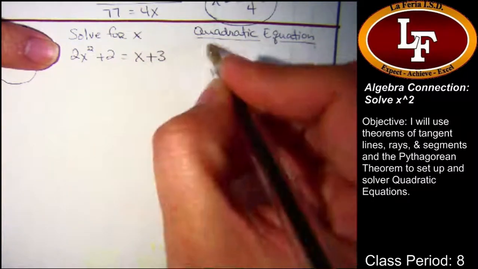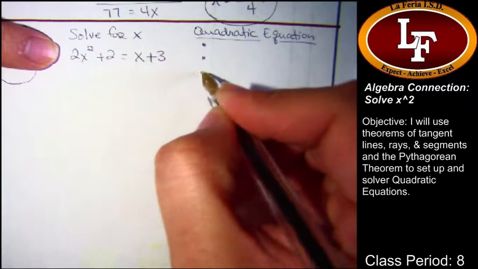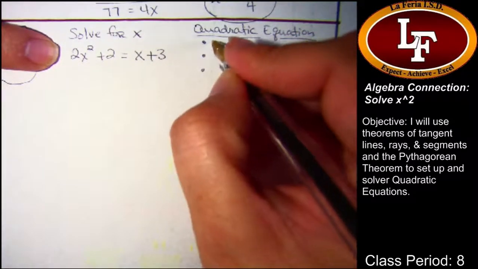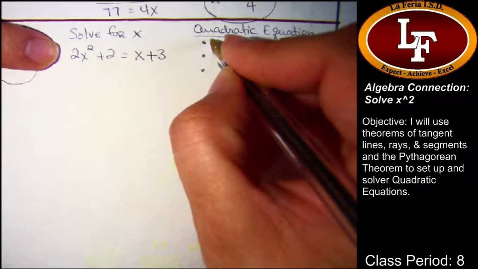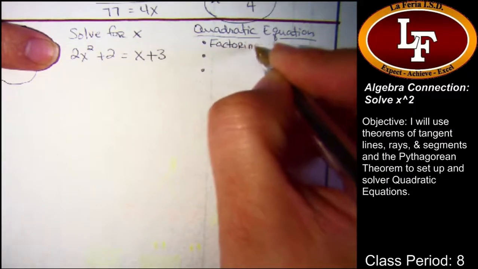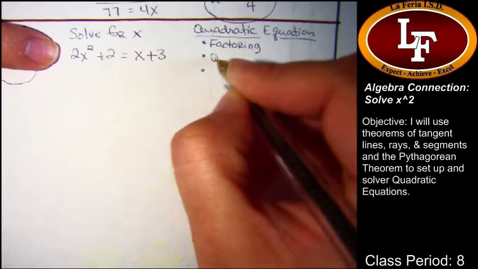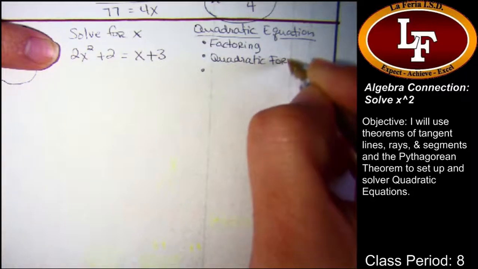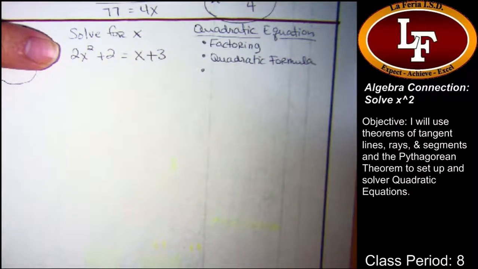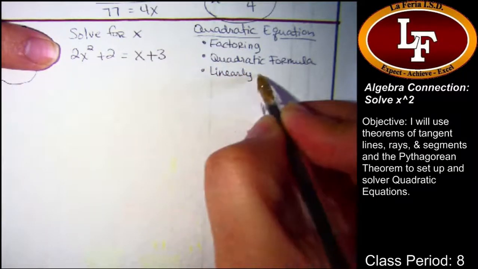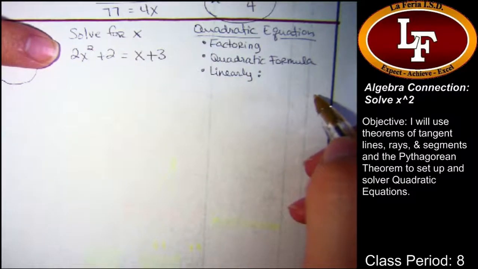There are 3 ways to solve quadratic equations. They are, in no particular order, factoring, the quadratic formula, and linearly. We've done linearly before.